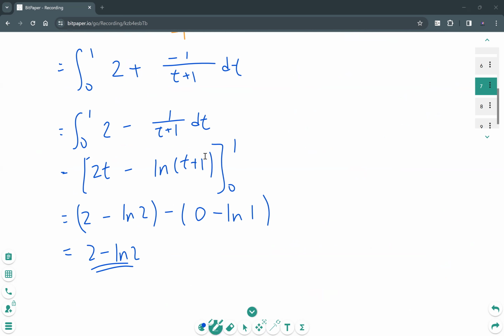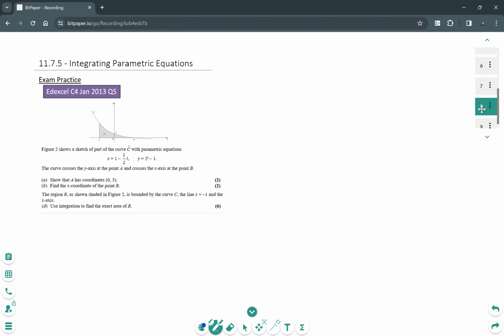Let me double check my notes, see if I've got it correct. Yeah, 2 minus ln 2, that's absolutely correct. Okay, right. So last but not least, exam practice. Pause the video, have a go at questions A and B first. Now, let me tell you, A and B have nothing to do with integration. It's 2 marks, 2 marks, 4 marks in here. When you're ready for the answer for A and B, you can press play.